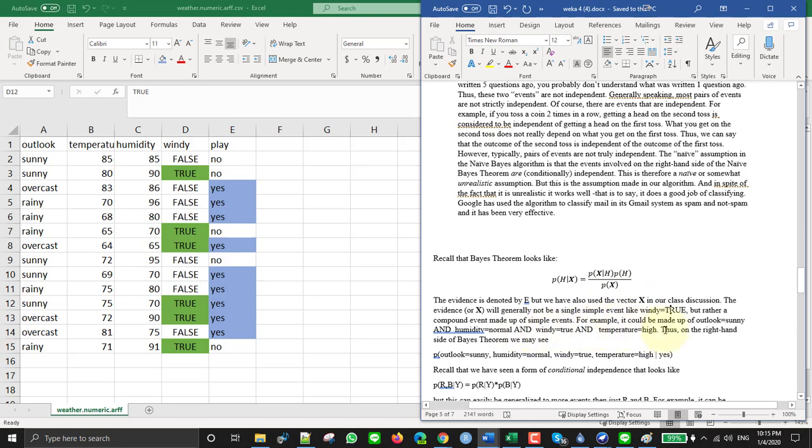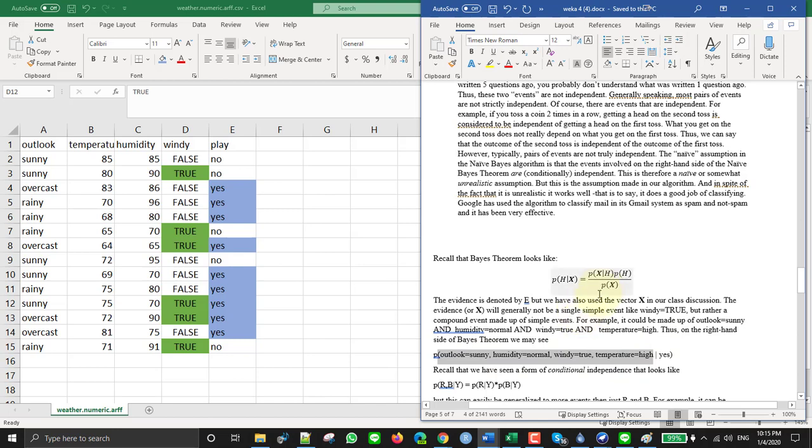Thus, on the right-hand side of Bayes' theorem, we may see something like this. On the right-hand side, when we had that and here, but now it comes here. So it appears to the right of the vertical bar. So it might look like that.